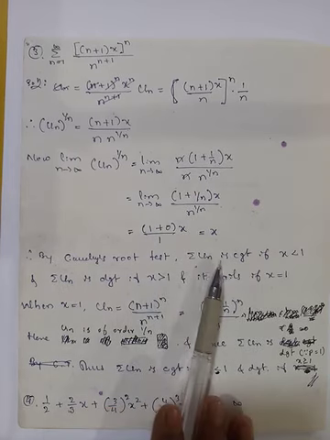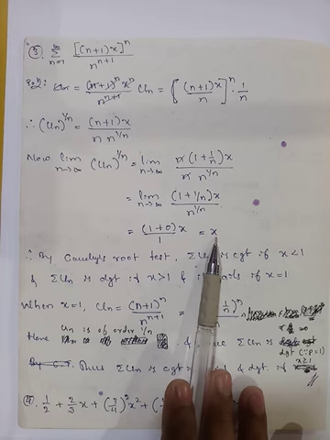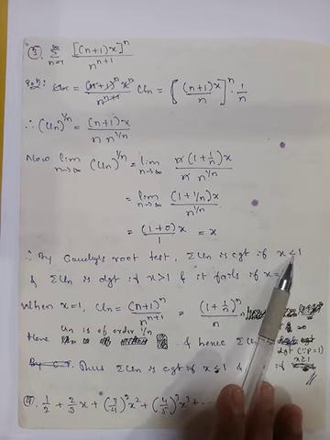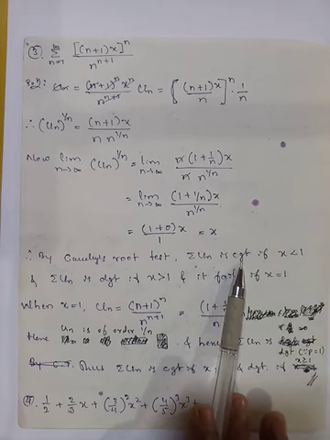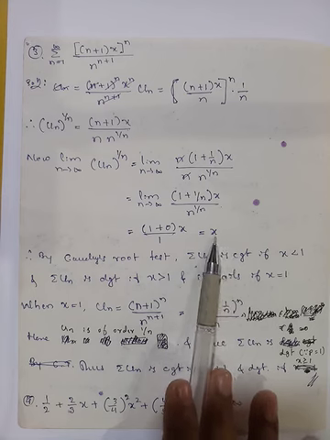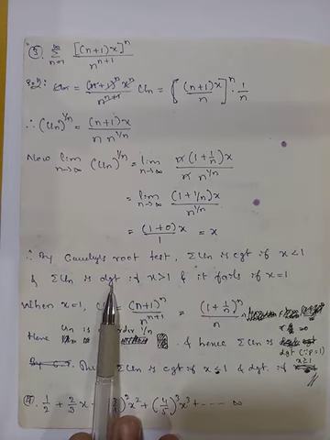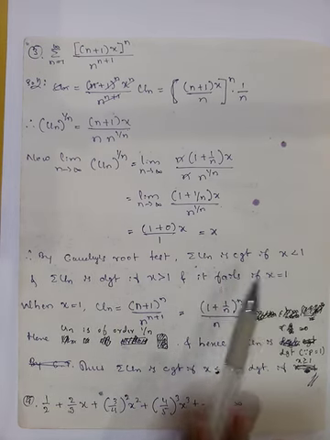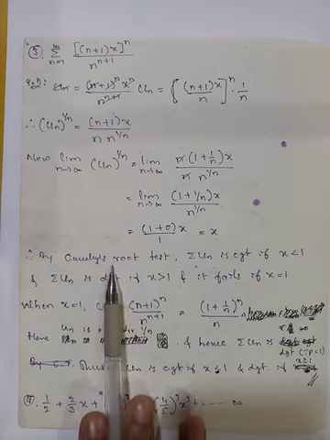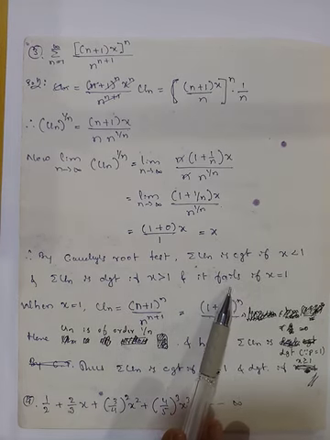By Cauchy's root test, suppose we assume that the value of x is less than 1, then by Cauchy's root test the summation un is convergent. If we assume that the x value is greater than 1, then summation un becomes divergent. And if we consider x equal to 1, then the test fails, because in Cauchy's root test the value of the limit is 1. We say that the test fails.